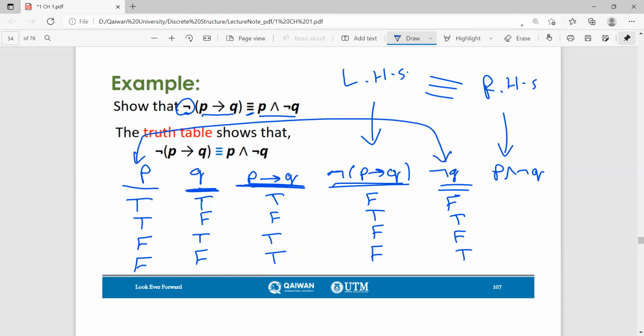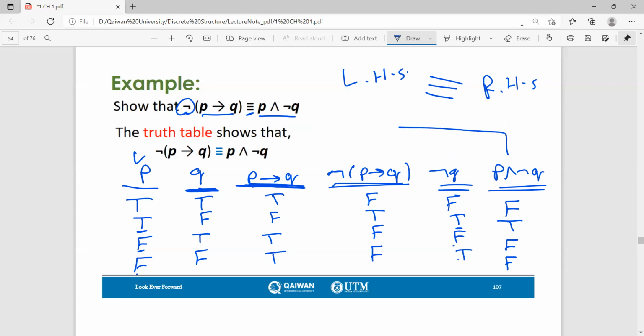Look, P and negation Q. Do it step by step, you will not make mistakes. Look, true and false is false. True and true. Look, the second one here is true, and the second here is true. It's true. False, false is false. False, true is false. Look, are these two equivalent?